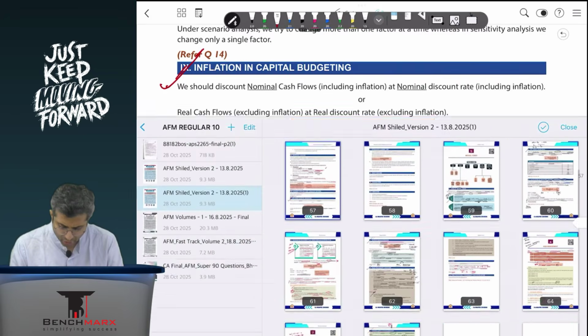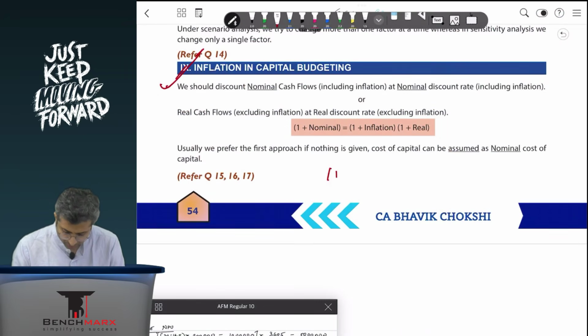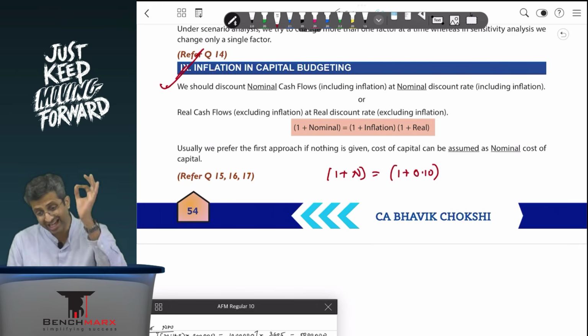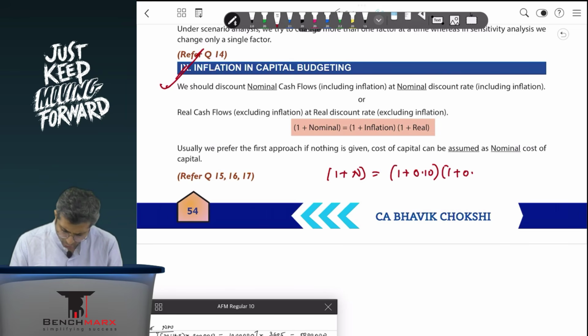I will say that 1 rupee of principal plus a nominal rate, let's say n, equals 1 plus the real rate. Let's say on 1 rupee I expect a 10% real return, and on that 1 rupee I also expect a 5% compensation for inflation. So the way you calculate is 1.1 into 1.05, which is 1.155, and this will be 1 plus nominal.